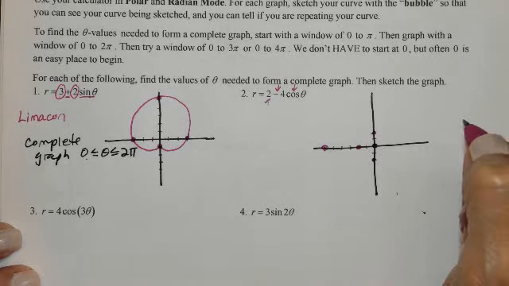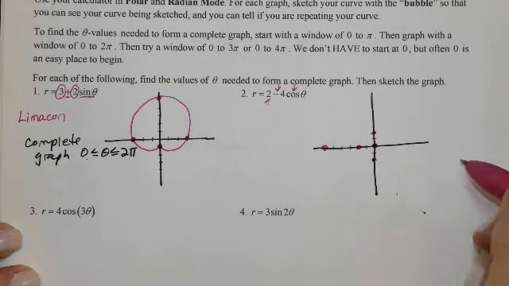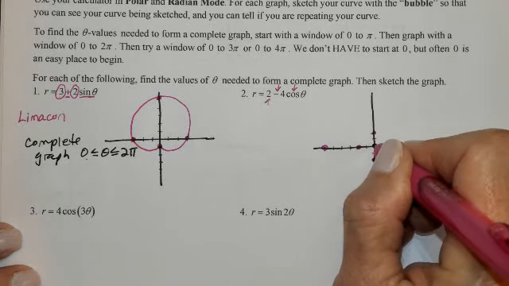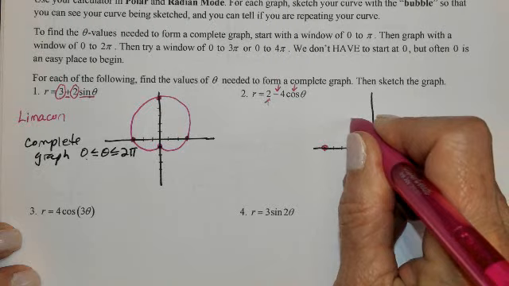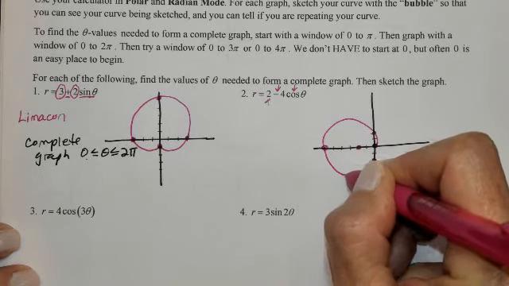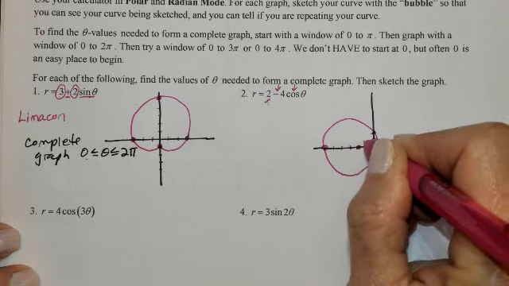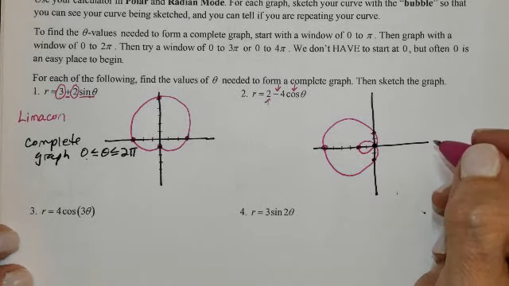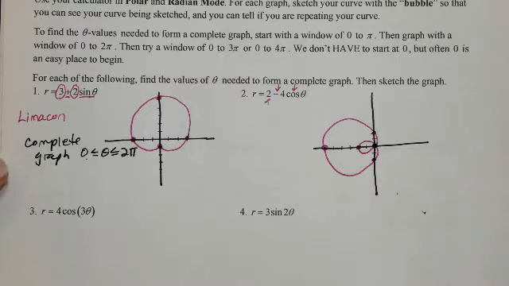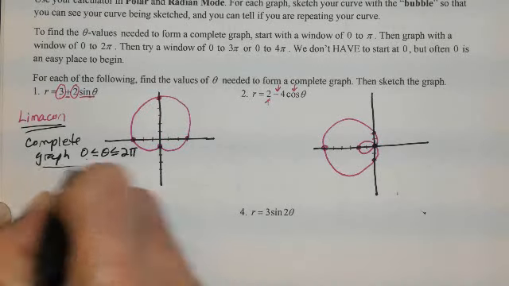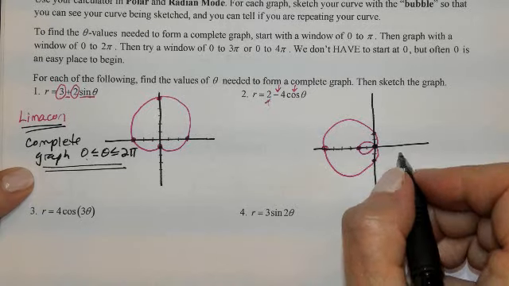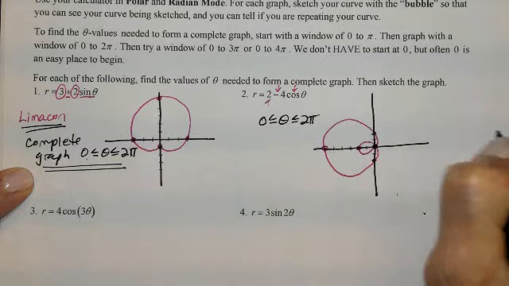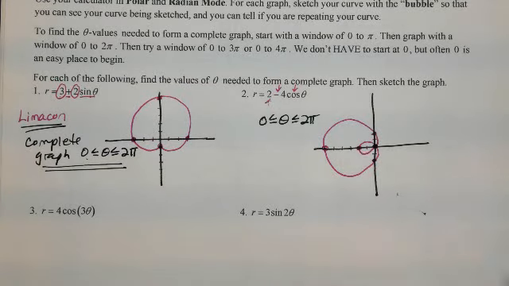Okay? So this limacon, make it nice and plump. No skinny, wimpy limacons, okay? Make it nice and plump. Something like that. And you can confirm it on your calculator. If it's a limacon, all limacons need a complete graph of 0 to 2 pi. So 0 to 2 pi.